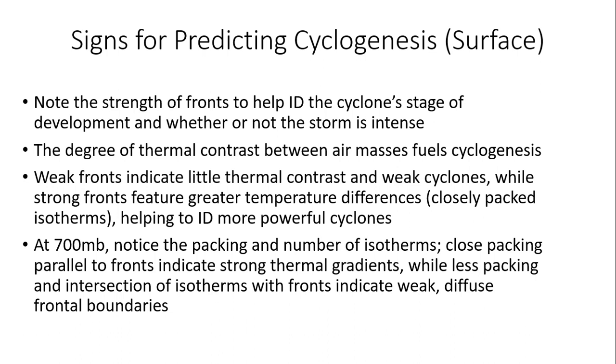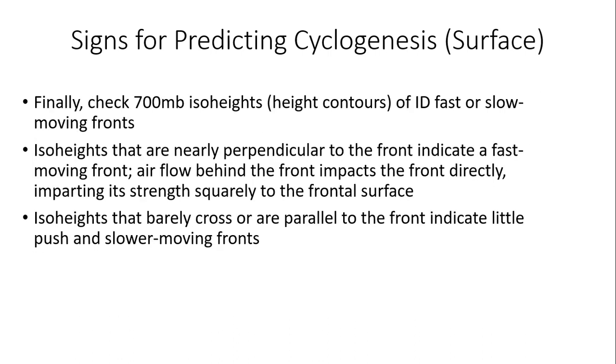So even up at 10,000 feet, you want to notice the relationship of the isotherms, lines of equal temperature. If they're very closely packed, parallel to the front, that indicates a strong thermal gradient, or increased potential energy for the cyclone. Less packing, where isotherms are further apart from each other, and intersection of those isotherms with the front, is going to indicate a weak or diffuse frontal boundary.